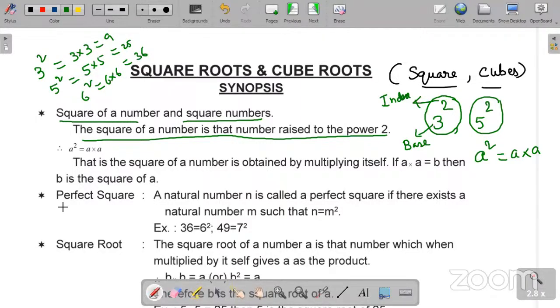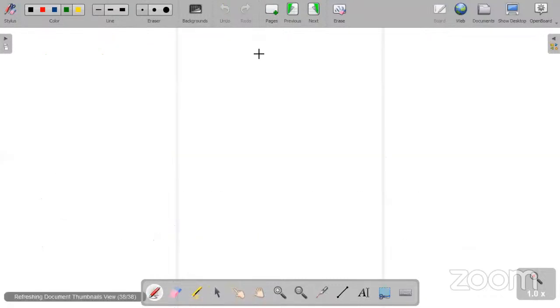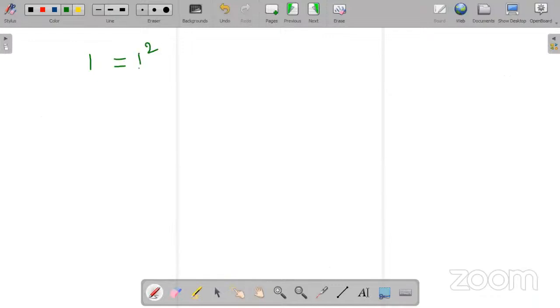So next, perfect square. A natural number n is called a perfect square if there exists a natural number m such that n is equal to m square. So that means, for example, you take 1. 1 we can write as 1 square. So this one is called a perfect square. 4, this 4 we can write as 2 square. So 4 is called a perfect square. So next you take 9. 9 we can write as 3 square.